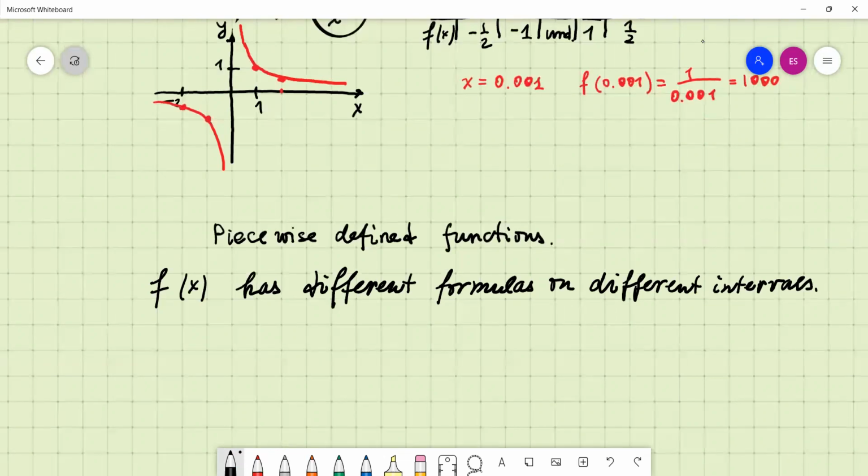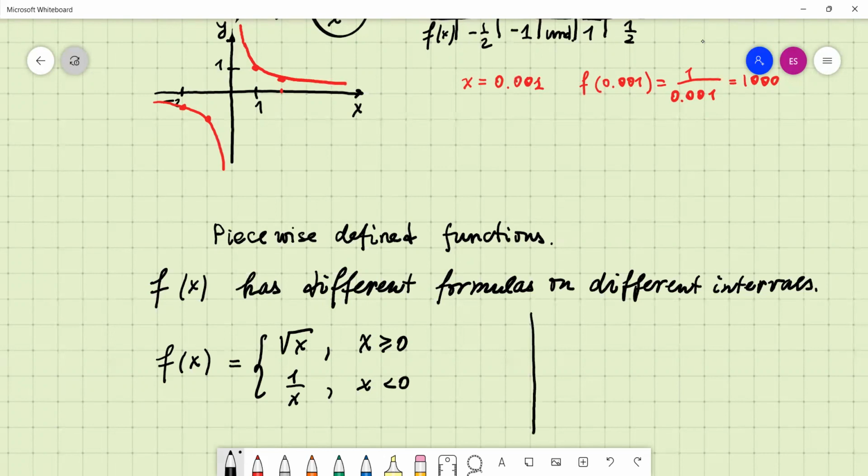What can happen? Well, if you set up f of x equals, for example, the square root of x when x is greater or equal than 0, and 1 over x when x is less than 0, it means that it's going to be a different graph on a different interval. I'm going to try to graph this piecewise defined function, and there are many of them, and we are just going to graph one as an example. So the square root of x when x is greater than 0. Where is x greater than 0? x greater than 0 over here. It's supposed to be the square root of x.